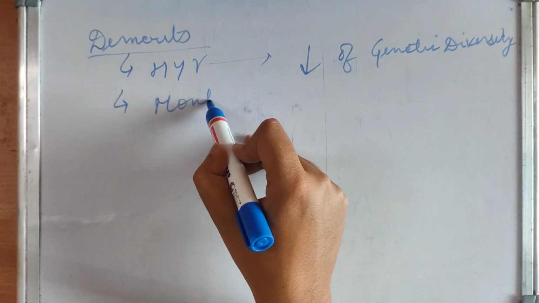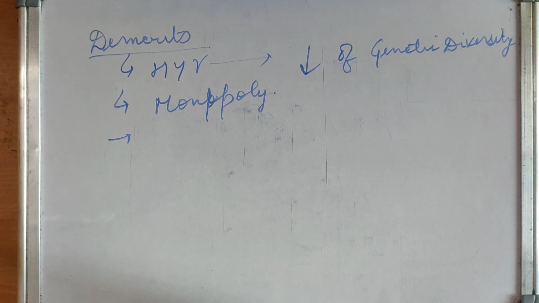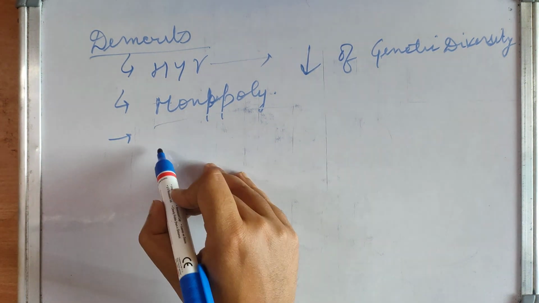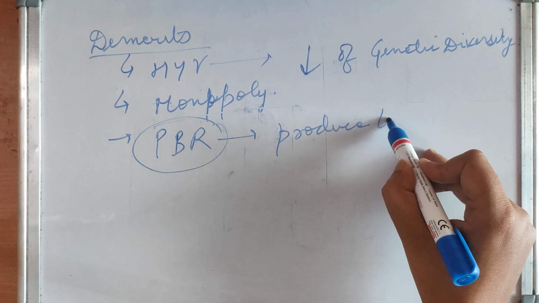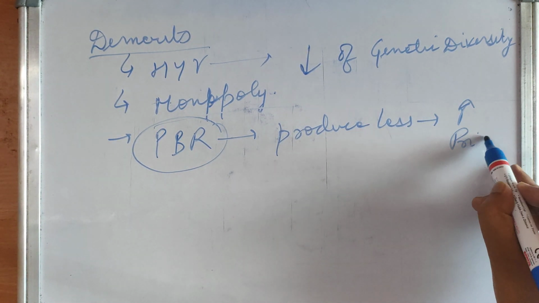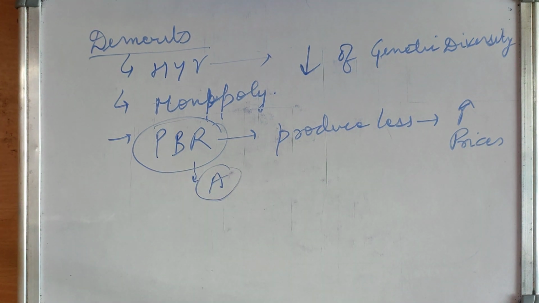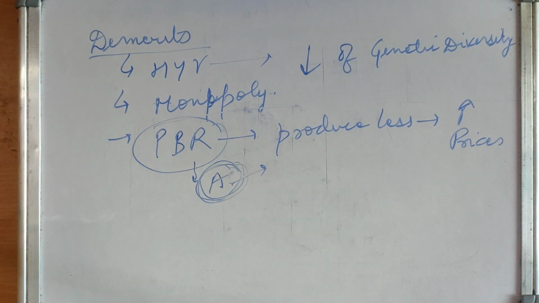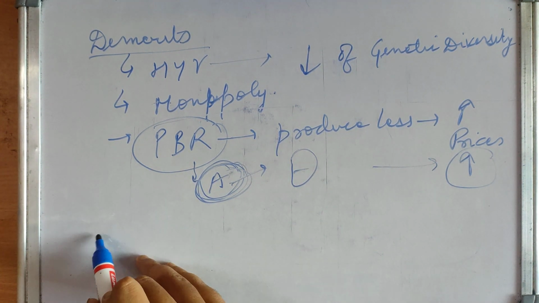It promotes monopoly. Suppose we are having rights, so this is a monopoly for us, we will be the only ones able to produce that seed. So it promotes monopoly. Suppose someone is having plant breeder rights, what will he do? He will produce less to hike prices. Suppose there is a variety A which is very good, I am a breeder, and I have produced variety A which is liked by farmers and is getting a good price in the market. I will intentionally produce less. Due to high demand and less production, its price will be hiked. So this is one demerit.